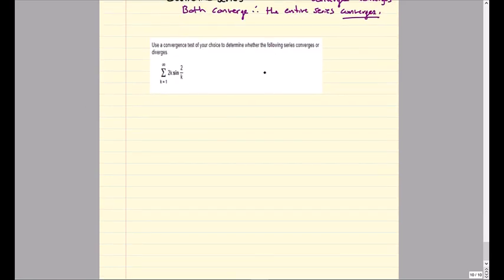Okay, so it says use a convergence test of your choice. Well, a convergence test is trying to figure out whether this converges or diverges. Basically, they're saying figure out if this converges or diverges using the test of your choice. So as we work through this, we'd want to start with a divergence test. This is not a geometric series. It's not a P series.